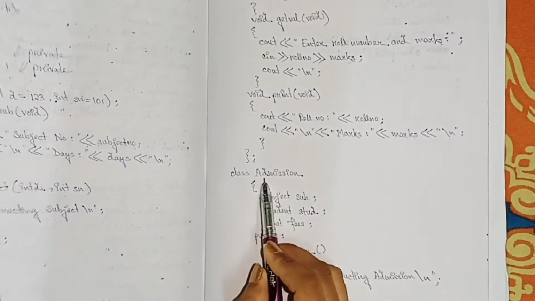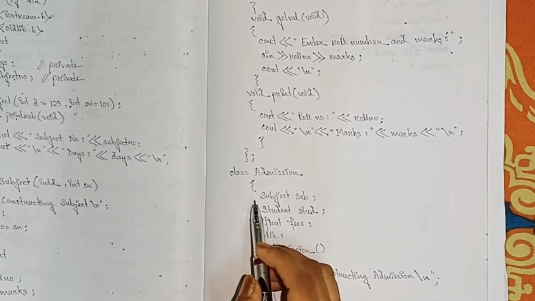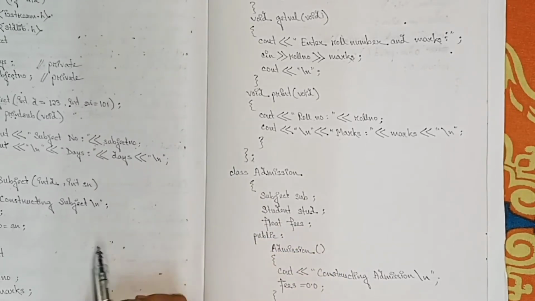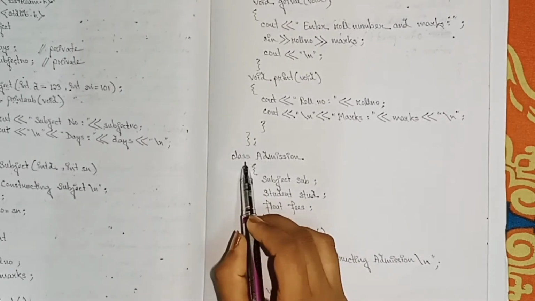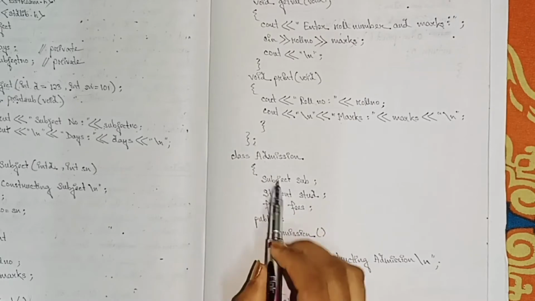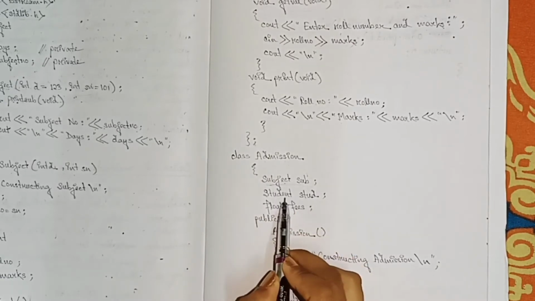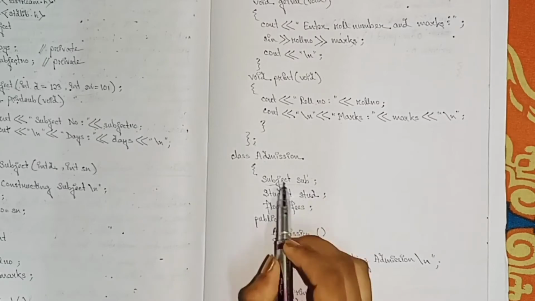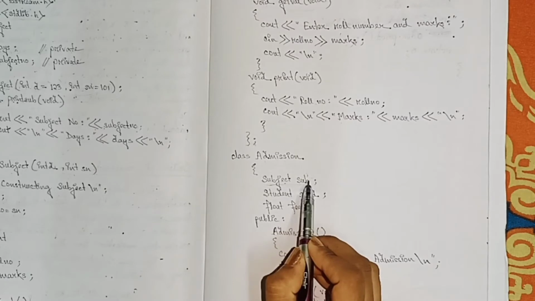Now another class we are taking, there are a total of 3 classes in this particular code. First one was subject, then student, and now it is class admission. Inside the class admission we have invoked the subject class and student class. You see, we have invoked the subject class, we have created an object for this.